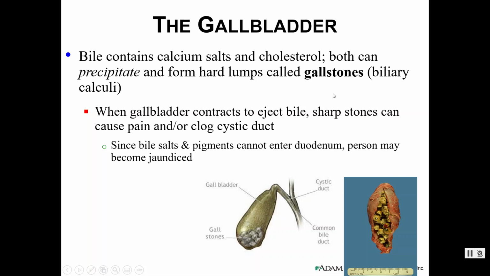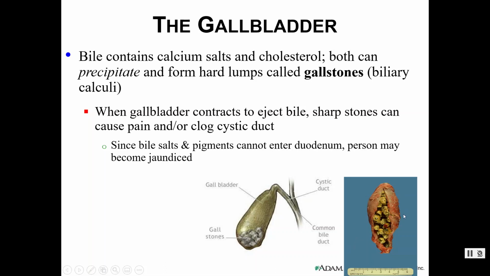I just say gallstones. When your gallbladder contracts to eject the bile, these stones can get in the way. They can cause pain. They can even clog your cystic duct. Since your bile salts and the pigments can no longer enter into the duodenum, we just have this buildup of bile. You may become jaundiced.